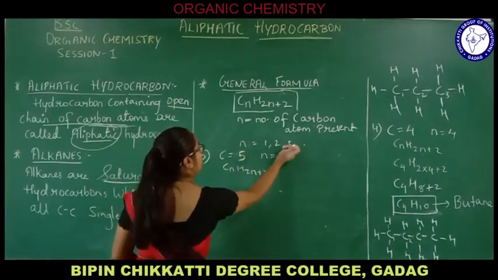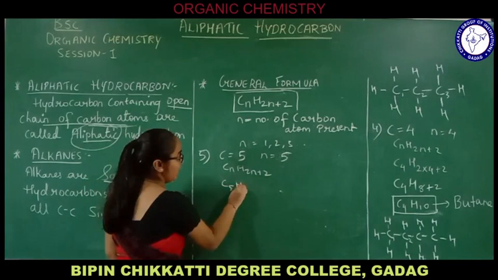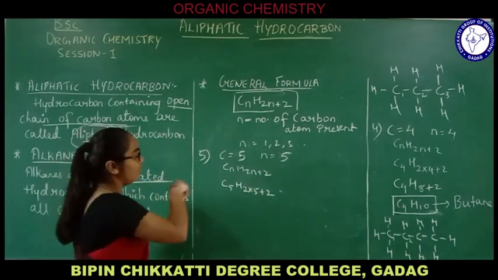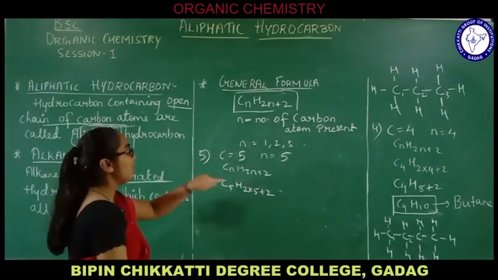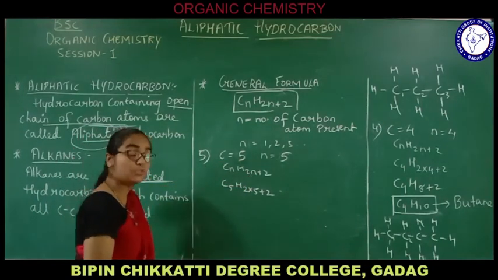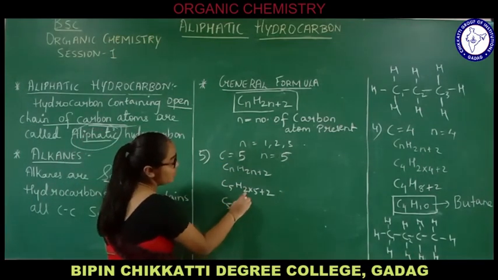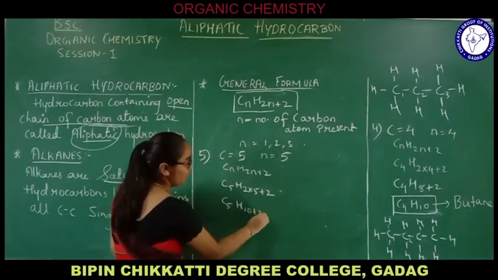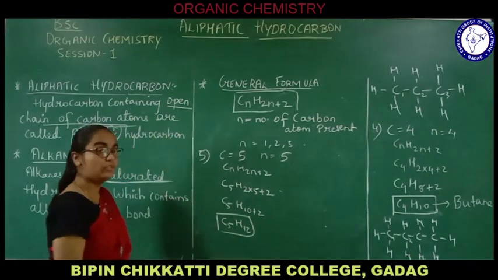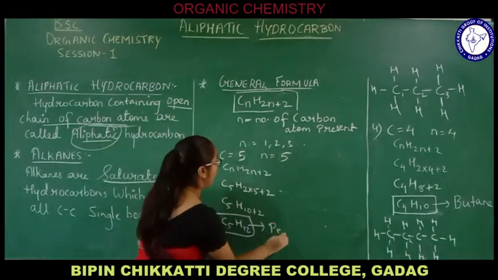So N is how much? 5. And we are going to substitute 5. So here C5H 2 into 5 plus 2, right? Since carbon is 5, you have to substitute N with 5 over there. Now here C5H 2 into 5 is 10 plus 2. So this becomes C5H12. This is the molecular formula for the next member of the alkanes, and the name for this is pentane.